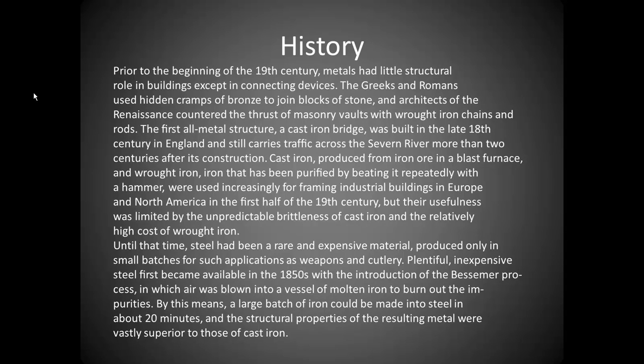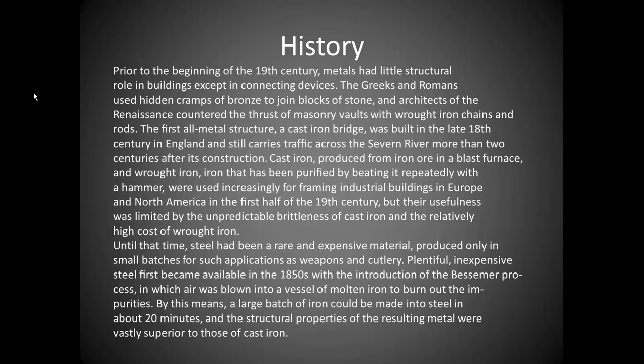Prior to the 19th century, metals had little structural role in building except as connecting devices. The Greeks and Romans used bronze to make little clamps to hold stone joints together. Architects in the Renaissance countered the thrust of masonry vaults with iron chains and rods, basically laid in the ground to prevent structures from spreading. The first all-metal structure, a cast iron bridge, was built in the 18th century in England and still carries traffic across the Severn River more than 2 centuries after its construction.